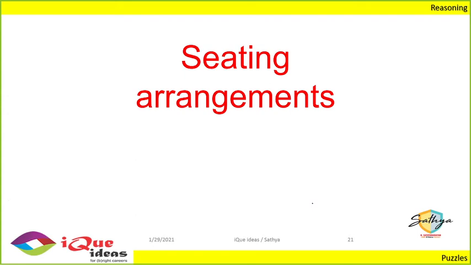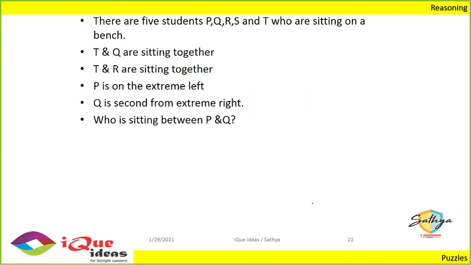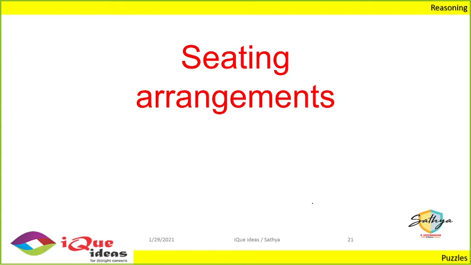But if you're careful in reading the instructions, careful in making the diagram, then seating arrangements can be extremely easy to solve, right? What we need to understand is that in seating arrangements, there are two types of seating arrangement. One is known as a linear arrangement where people are sitting in a straight line. Second is known as a circular arrangement where people can be sitting around a circle.